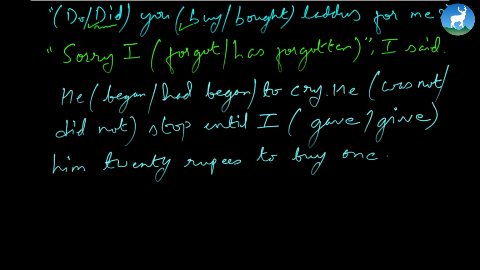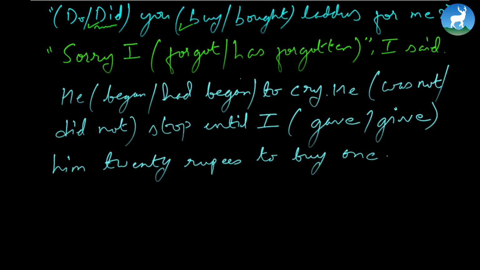The application is simple. We have already used simple past here in the form of "did." So this would mean that the verb that follows doesn't have to be in verb 2, or "buy" changes to "bought." That would be wrong, right? So, did you buy laddus for me?